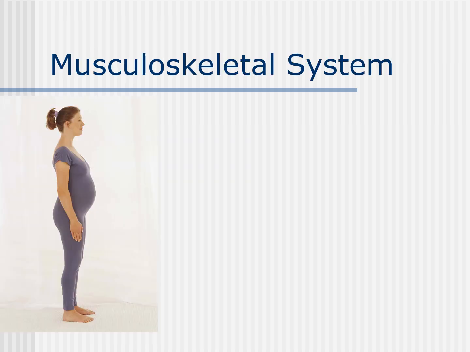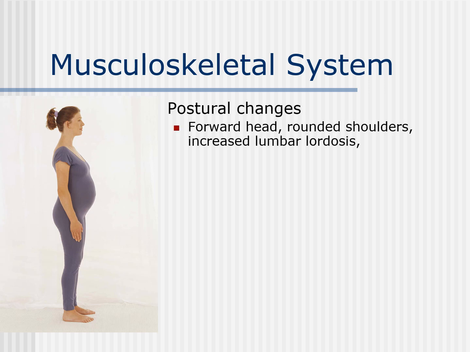Common postural changes seen with pregnancy include forward head, rounded shoulders, and an increased lumbar lordosis. The forward head and rounded shoulders are for a couple of reasons. First, as a compensation for the increased lumbar lordosis, because you're getting more of a thoracic kyphosis, but also as a response to the increased mass of the breast tissue which accompanies pregnancy.